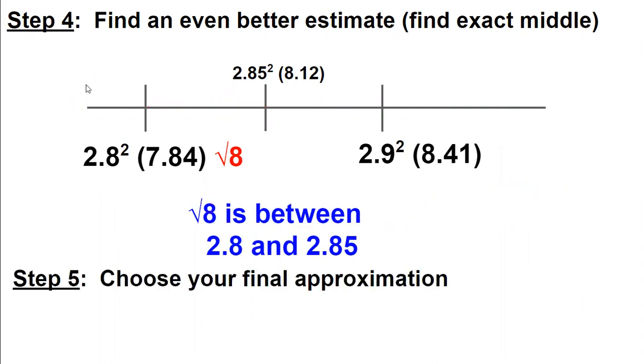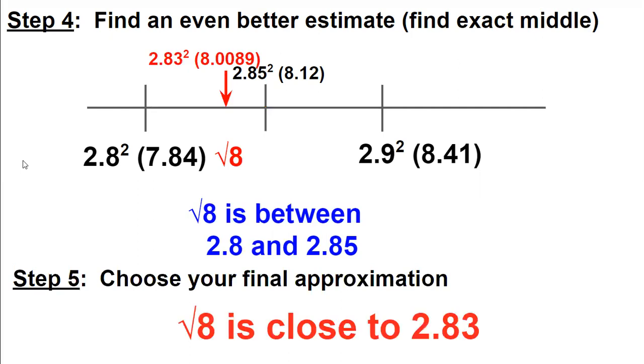So step 5 is to choose your final approximation. So I'm going to pick different numbers between 2.8 and 2.85. So I came up with 2.83, which is very close to the square root of 8. If I take 2.83 and square it, I get 8.0089, which is very, very close to 8. Again, you're never going to get an exact 8 out of that because it's not a perfect square. So 2.83 is my final estimate for the square root of 8.